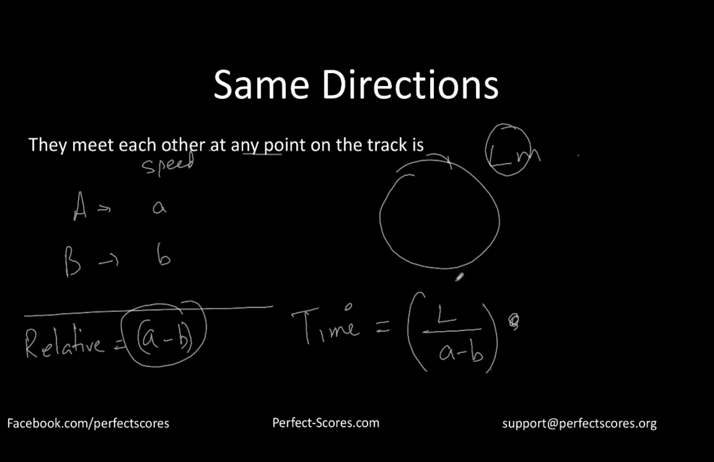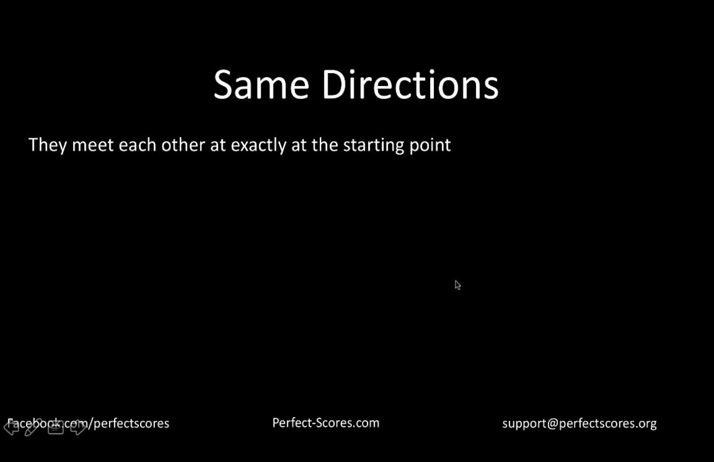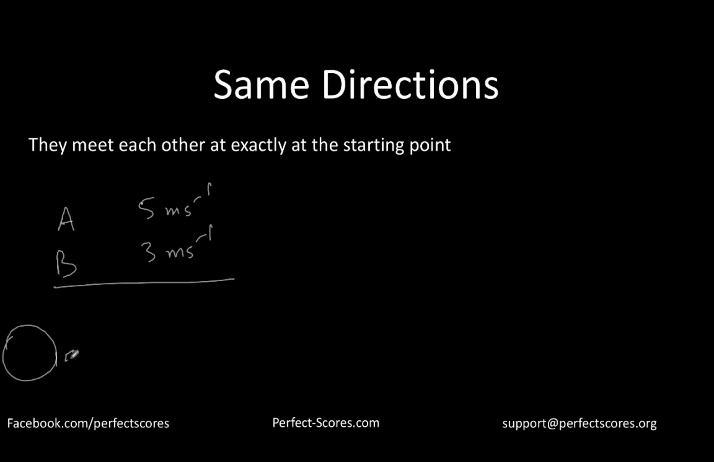Now, our next question would be, when will they meet exactly again at the starting point? Now, this is a very easy question. Well, let's suppose that runner A is running at 5 meters per second and runner B is running at 3 meters per second. And the total track is of 15 meters.